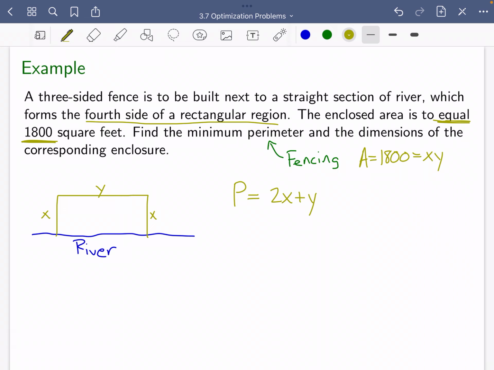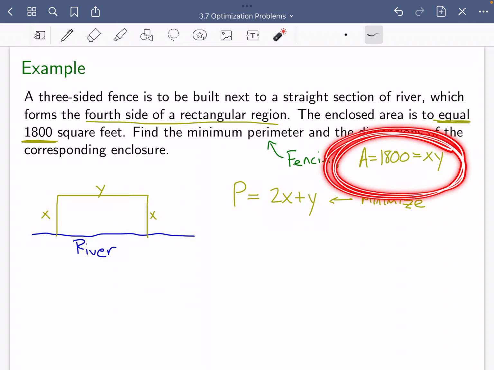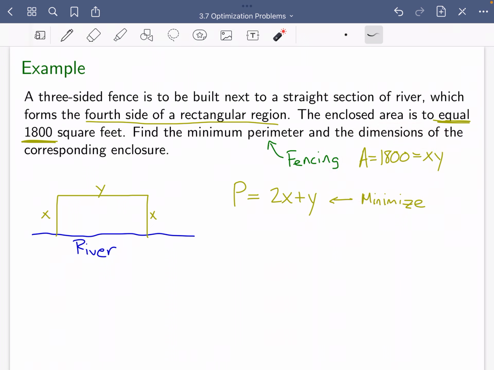So the perimeter, what are we trying to do with the perimeter? We want to minimize this perimeter. So we're going to minimize that. When we look at it initially, so this is our primary equation. This primary equation has two separate independent variables. So how could we get rid of one of those? Well, that's where we're going to make use of this secondary equation that we've already identified.